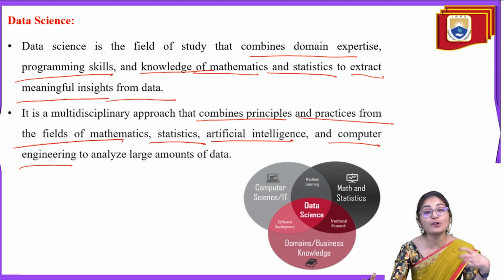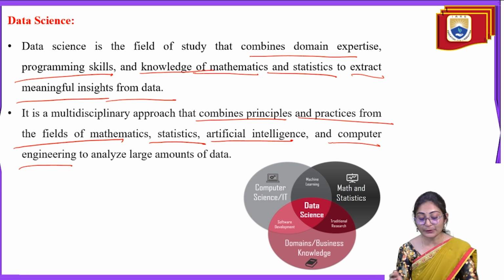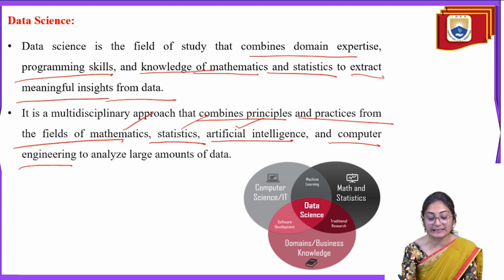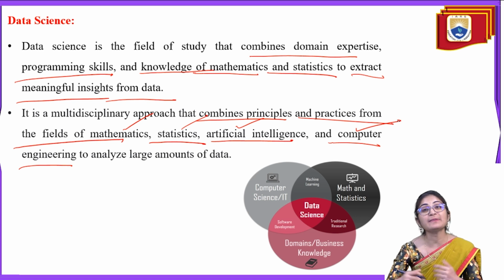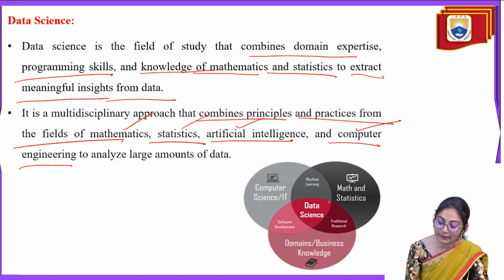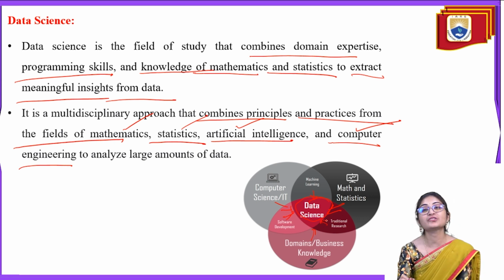On that basis, if you have a large amount of data, you can analyze the data by using so many things like mathematics, statistics, artificial intelligence, computer engineering. It will be very easy to analyze a large amount of data. So in this diagram also we can show that data science is totally related to math science, statistics, domains or business knowledge, then computer science and IT, machine learning, software development, and traditional research. So everything is included in your data science.